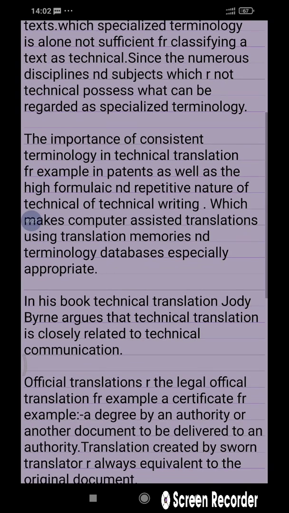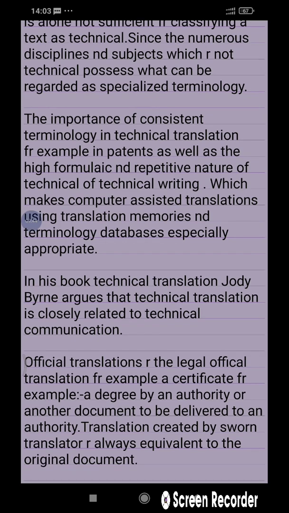The next point is the importance of consistent terminology in technical translation, for example in patents, as well as the highly formulaic and repetitive nature of technical writing, which makes computer-assisted translation using translation memories and terminology databases especially appropriate. So we have this kind of feature in our laptop as well as in the computer system while we are doing translation in a technical manner.